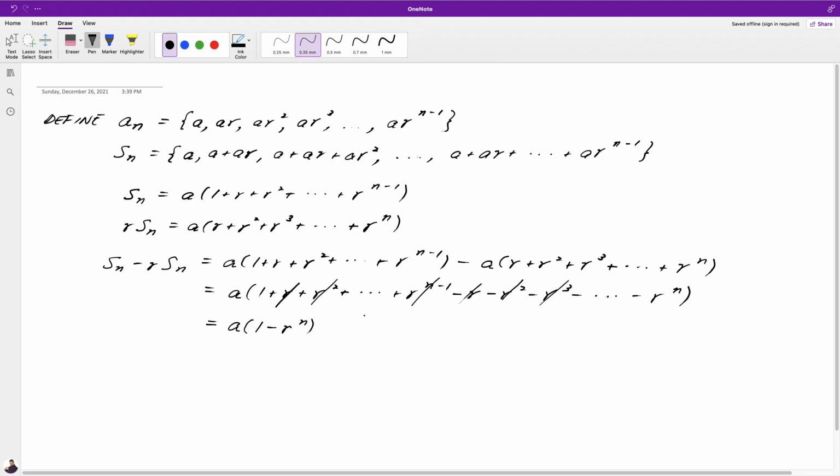Okay. And now if I want to solve for S sub n, I can just factor it out, and then I'll have S sub n times 1 minus r equals a times 1 minus r to the n. And now let's divide both sides by 1 minus r. That gives us an explicit formula here.